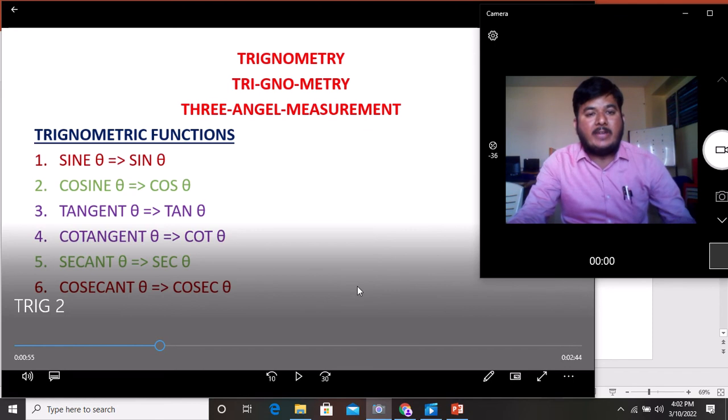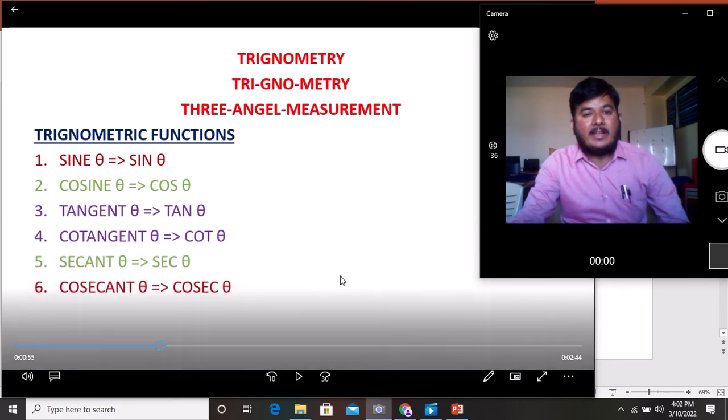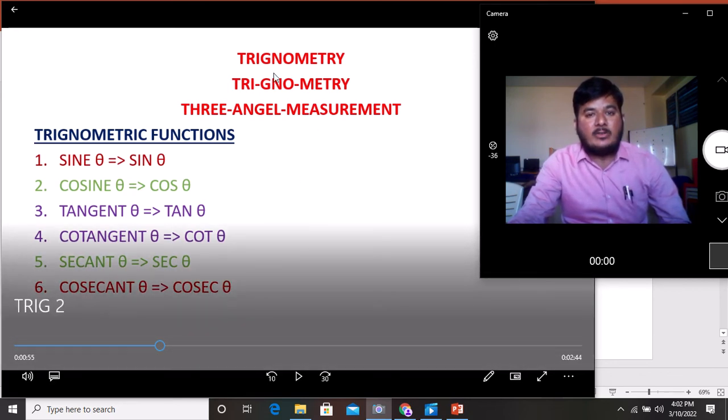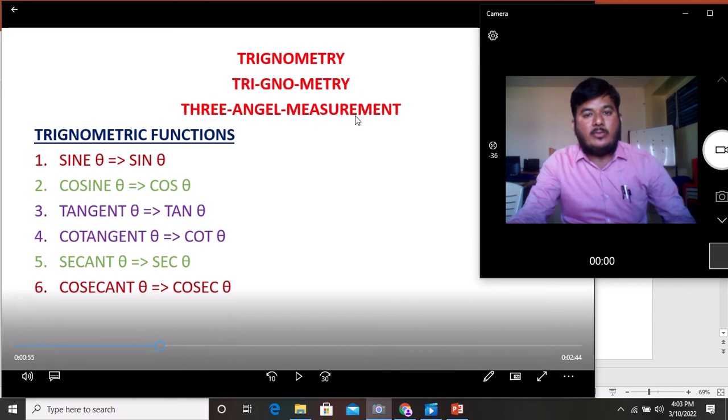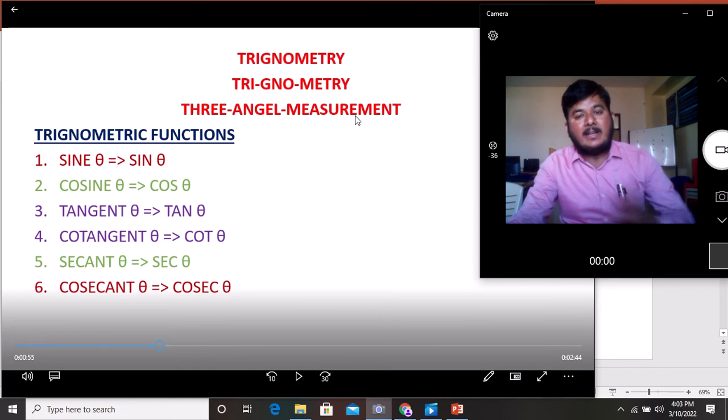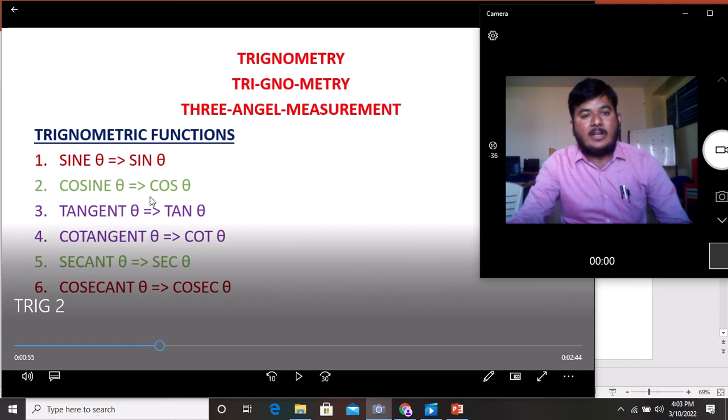You can apply the trigonometric functions in mathematics and science whenever you have a right angle triangle. As I told you, trigonometry means three angle measurement. Whenever you have a right angle triangle, if you know a few sides, or one angle and one side, all the remaining terms can be found by applying these functions.